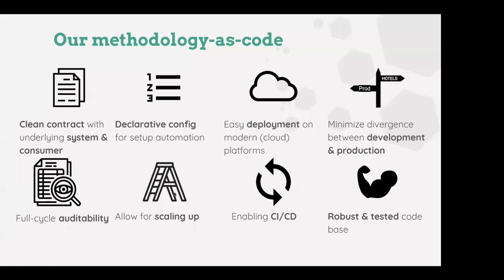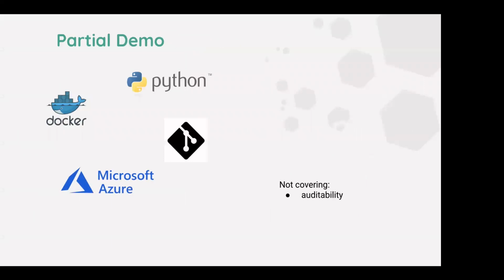You want to be able to scale up, meaning, for instance, if you have an e-commerce site, you get more traffic, you get more requests for your model, it shouldn't be an issue. And you want to have some CI/CD and some tests, so you're sure everything is running well from a robust point of view. So this is from a high level point of view what we'd like to have in our code base, so in the methodology as code. And now I'll do a partial demo with some technologies here.